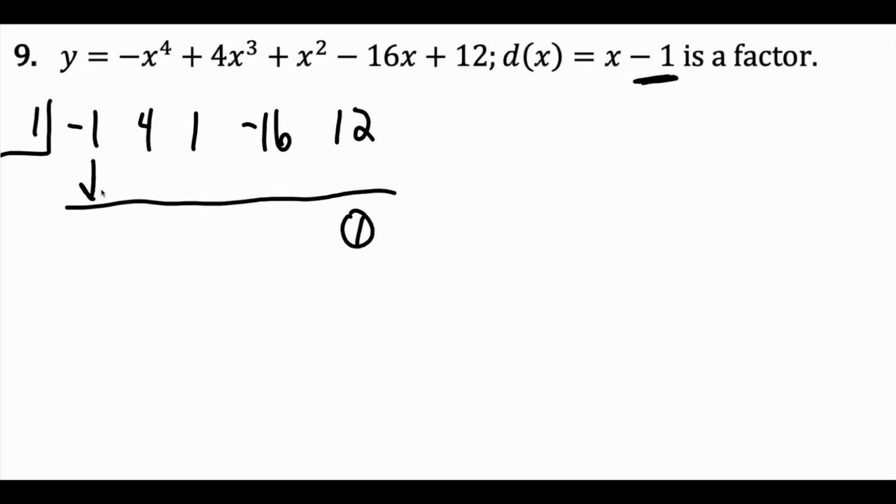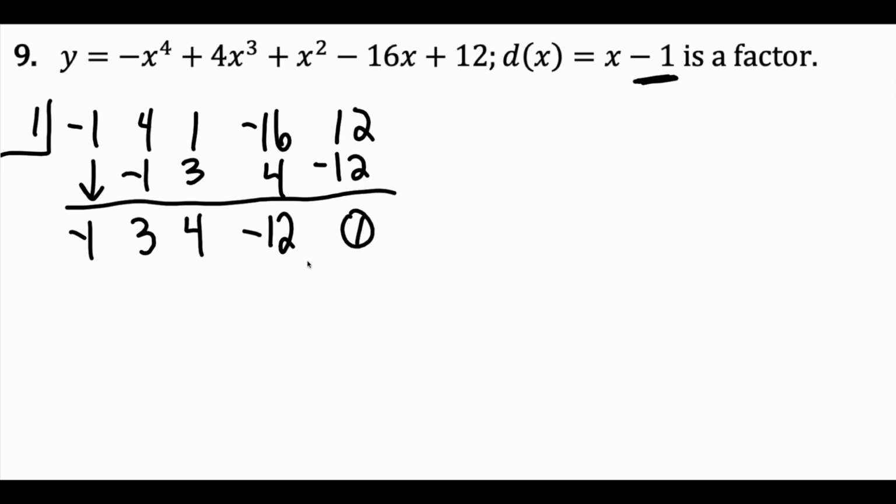All right, here we go. Let's do this. Negative 1, bring that down. Negative 1 times 1 is negative 1. Then we add our columns. We have a 4 minus 1 is 3. 3 times 1 is 3. Add them up. 1 plus 3 is 4. 4 times 1 is 4. Negative 16 plus 4 is a negative 12. And negative 12 times 1 is, you guessed it, negative 12. They cancel. We get 0. We're done. Well, we're done with the synthetic division part. We still got to do the rest of it.